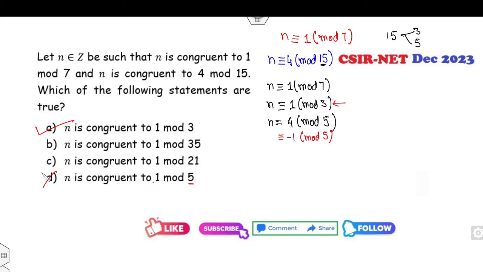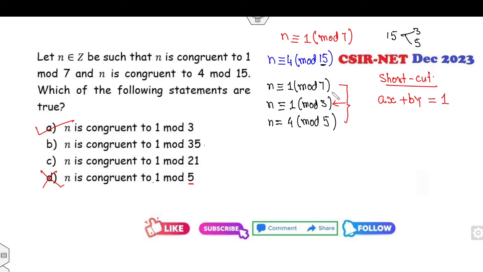Fine. So this option is cancelled. Now you need 35 and 21. Always remember, whenever you have a modulus like these two quantities, your target is to write ax plus by should be 1 always.